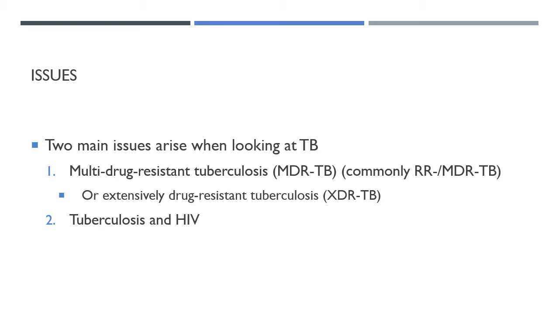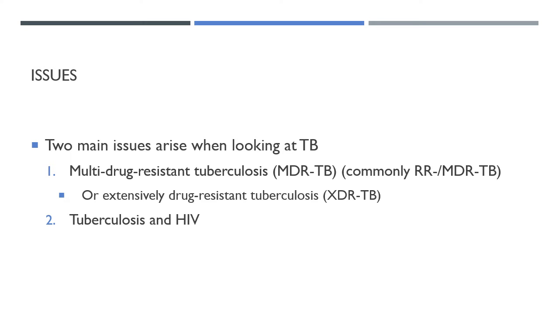So why do I point the treatments out? Well, because there are two main issues that arise, which I'm going to show with some graphs in the next few slides. One is multi-drug resistant TB, so MDR-TB, or we can see RR-MDR-TB, which is the rifampin-resistant tuberculosis. This basically means that the type of TB that these people have is resistant to at least two of the most powerful first-line drugs, so the ones I mentioned in the slide before.